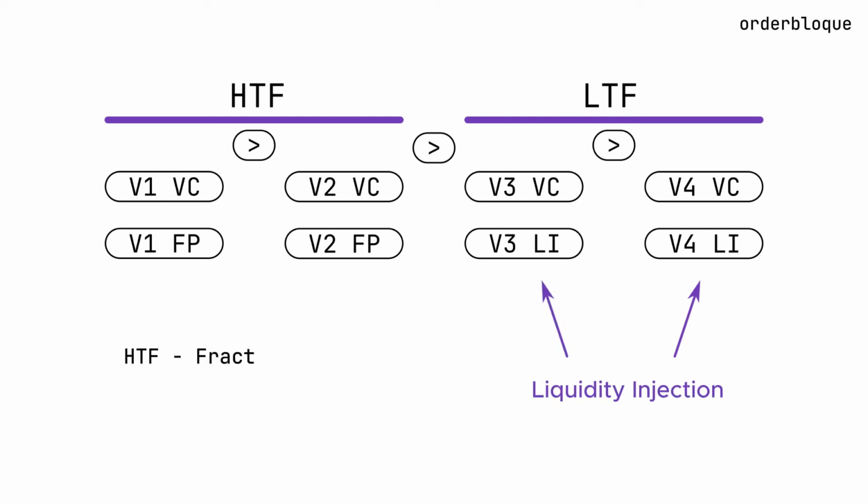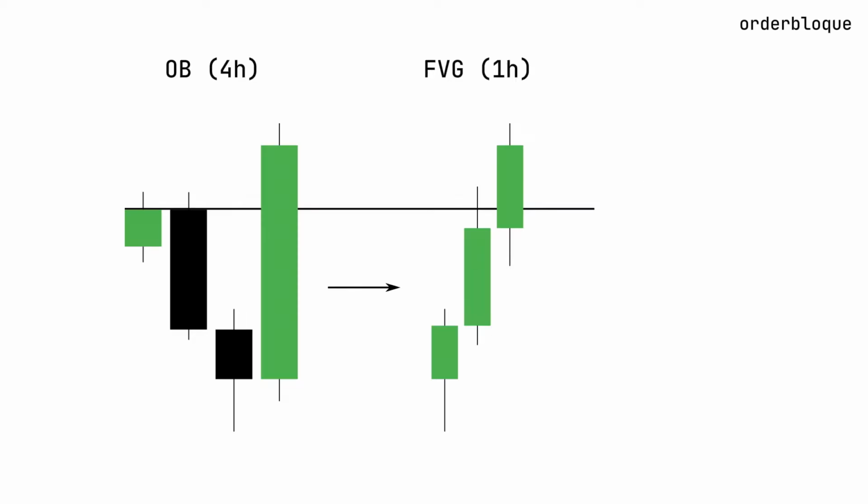Unlike the HTF part, where we only use fractals as a separate variable, in the LTF part, we can also use FVG, from which position entry can be made depending on the combination. This entire lower line has one main function of liquidity injection. As per tradition, let's look at how this can appear, starting with the order block. Technically, everything remains exactly the same, and nothing has changed.